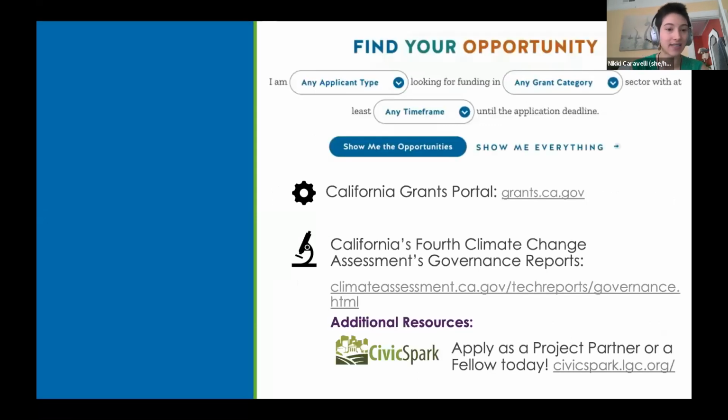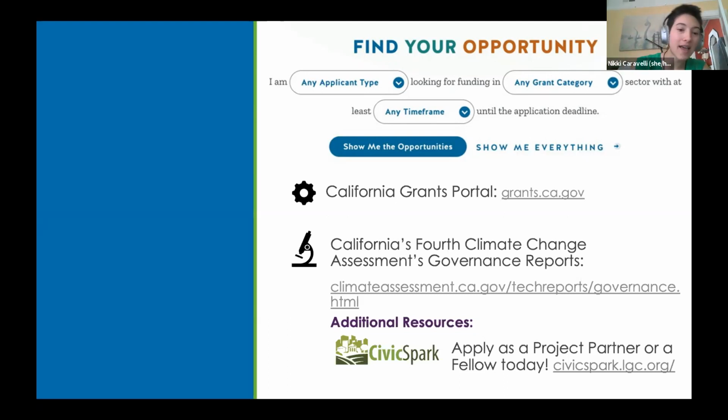And finally, if you haven't checked out the California Grants Hub, that's the best place to find all information on California state grants and filter by relevant topics like, I think, environmental justice and natural resources, et cetera. And then California's fourth climate change assessment included a number of technical reports, and two of those in the governance technical reports section of the site focus on implementation and financing and addressing challenges within that space and different strategies to address them. And I think I might have seen some of the authors of these reports online. So if you're still there, hello, and thank you for your contributions.